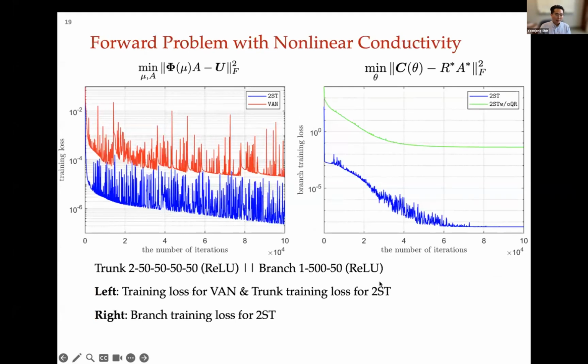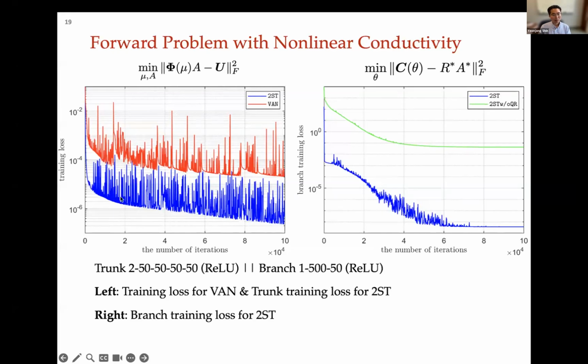And here is the loss comparison. On the left, we have two stages. The first stage is training the trunk network, and the second stage is training the branch network. The first stage actually corresponds to the entire training loss of the vanilla, simultaneous monolithic training procedure. Here I show the training loss: the red one is just applying Adam, and the blue two-step one is the proposed method.